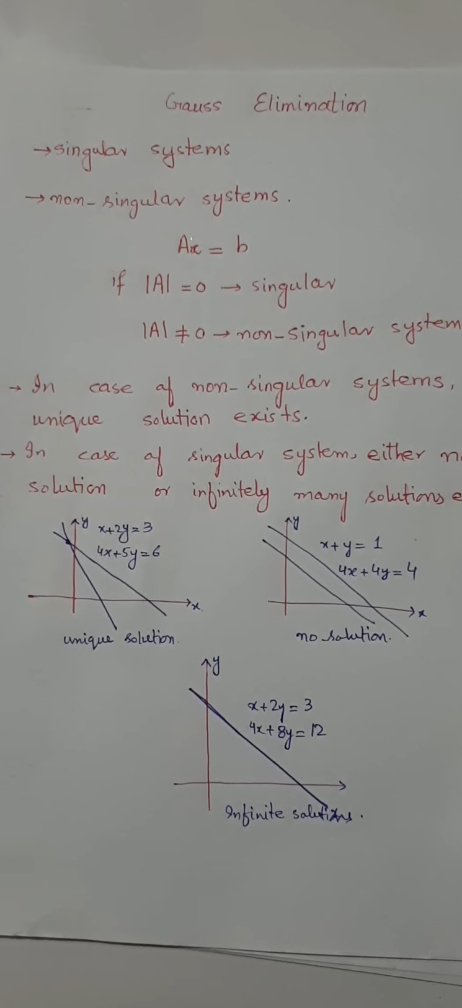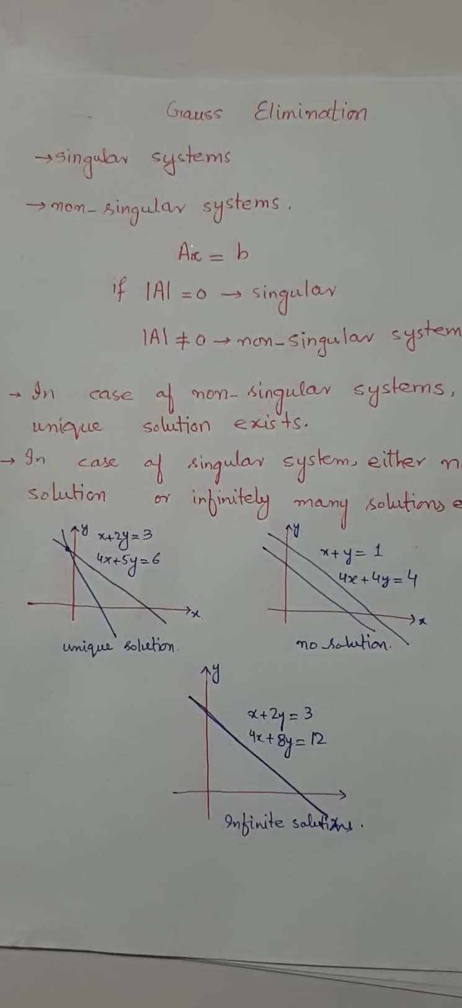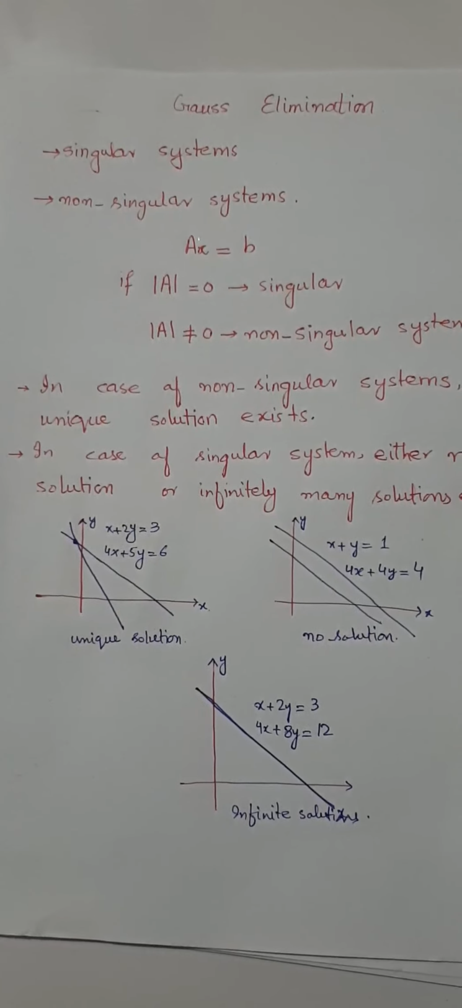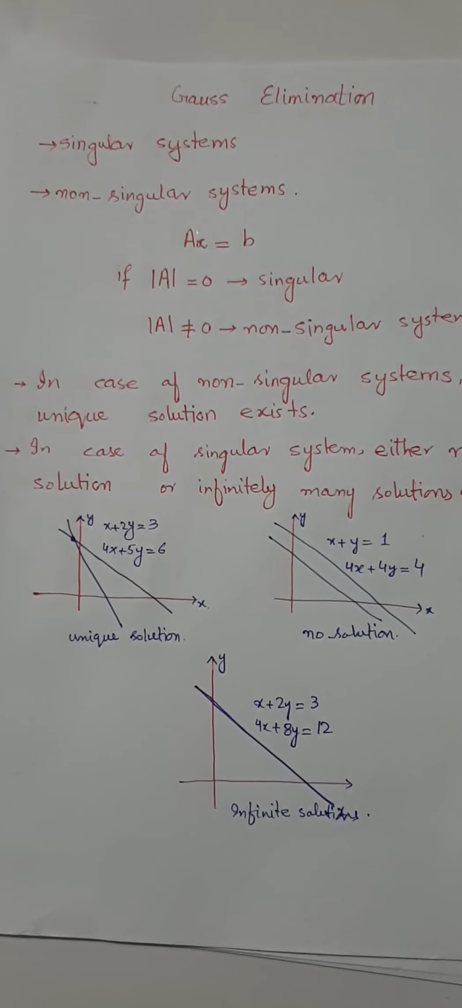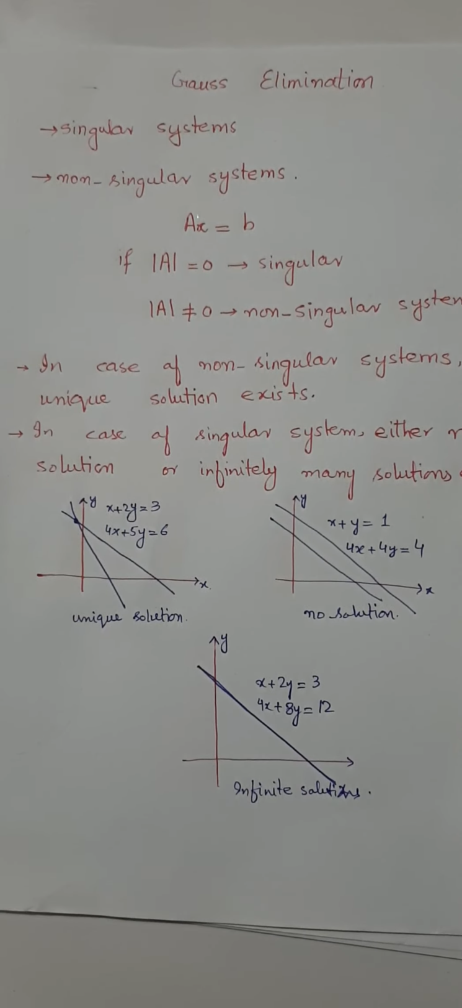Gauss elimination method is used for solving the system of linear equations. If we classify our system with respect to its solution, we can say that there are two types of systems. The first one is the singular and the second one is the non-singular system.